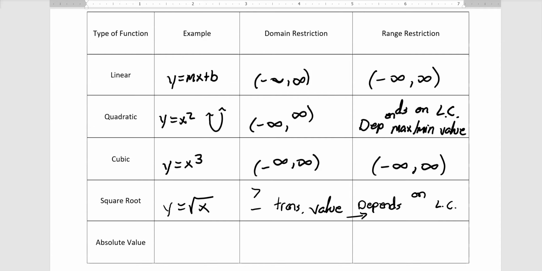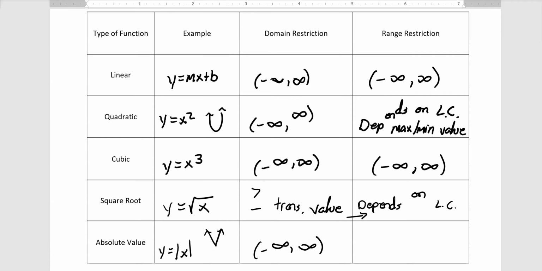So the last one, the absolute value. The absolute value is a lot like the quadratic. Think y equals the absolute value of x. Instead of making that U shape the quadratic makes, it makes that V shape. Same idea here. We're going to be able to go to the left and to the right forever. So my domain is going to be negative infinity to infinity.